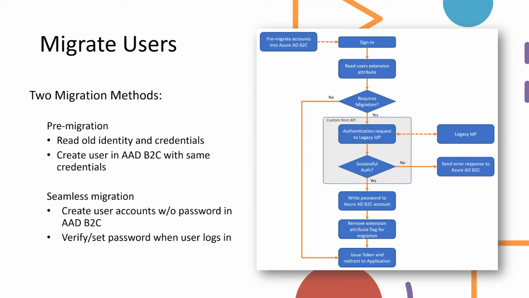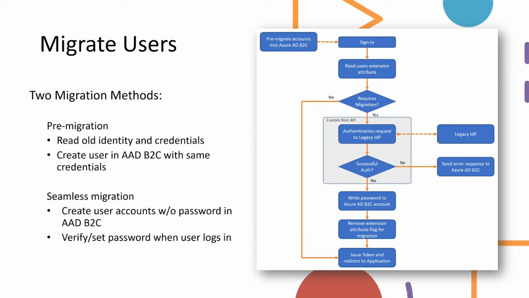Another scenario for a custom flow would be user migration. If you currently have an identity system, whether it's your own database of users, and you want to move to Azure B2C, there are really two methods to migrate users. You can do it pre-migrate. You can migrate all of your users, assuming that you have access to their credentials, their username and password. You can simply import those and bring them into your B2C tenant. If the password is encrypted, obviously you can't use that.